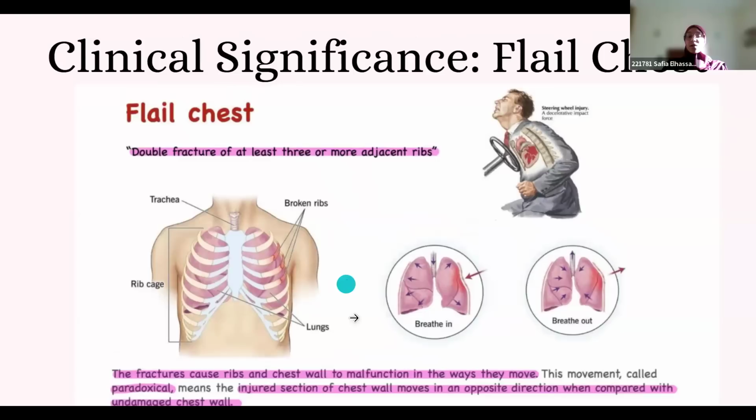And basically what this causes is paradoxical movement. Now what does that mean? Typically when you breathe in, your thoracic cavity expands, your lungs expand, and your ribs expand. But when you have flail chest, the ribs are going to move in the opposite direction. So rather than the ribs moving outwards when you breathe in, they're going to move inwards. And when you're breathing out, instead of moving inwards, they're going to move outwards.